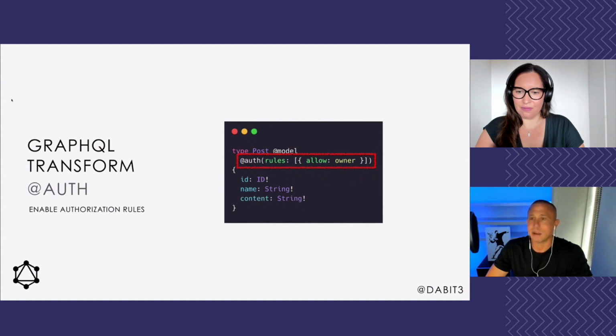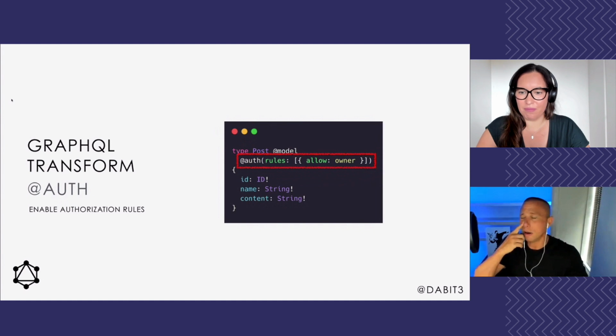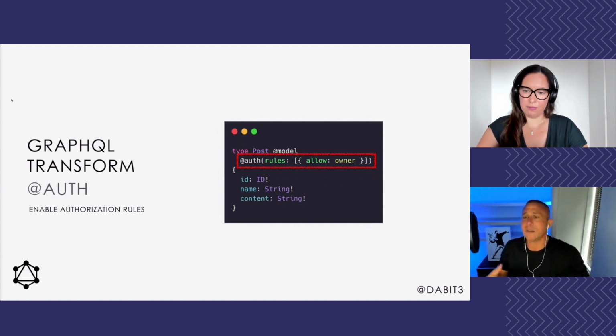Let's say that you have a blog and you have a post type. What you would like to do is say, I only want the person that created the post to be able to view the post, update, or delete it, which isn't that common of a use case, right? You probably want this to be viewed by other people, but let's take this and build upon it. All you would need to do is add this @auth directive with whatever rules array you would like. For this single rule, it would just say allow owner. This would only allow the owner of the post to be able to read, update, or delete.